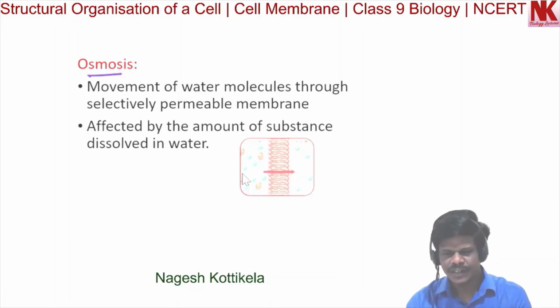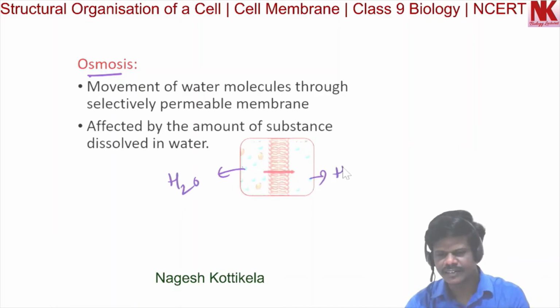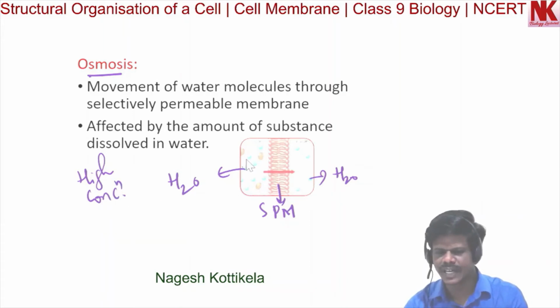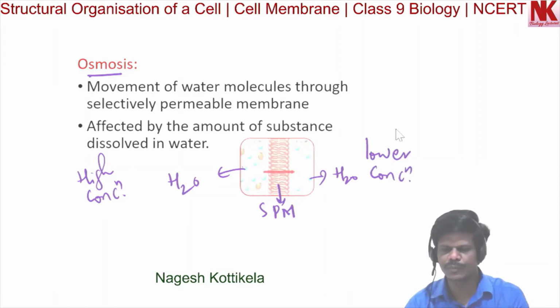You can see here, these are water molecules. Okay, this side, this is the water molecule, and this one is semi-permeable membrane. If we look here, higher concentration of water molecules is on this side and lower concentration of water molecules is on this side. So obviously water molecules will move from their high concentration to low concentration in this manner through semi-permeable membrane. This process is called osmosis.